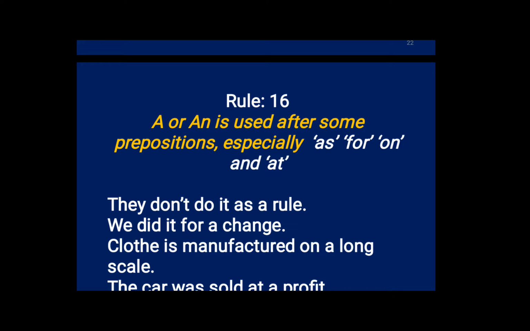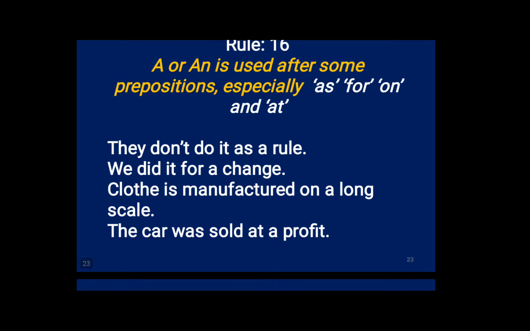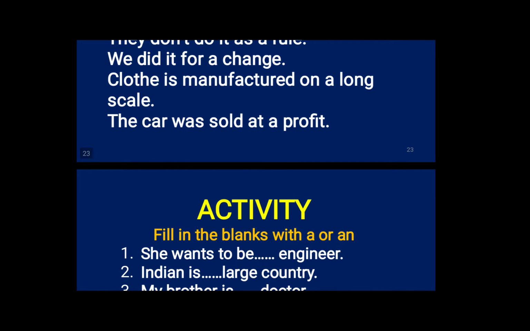We did it for a change. After for we are using it. Cloth is manufactured on a large scale. After on. The car was sold at a profit. After at we are using it. Follow now. That is rule number 16.